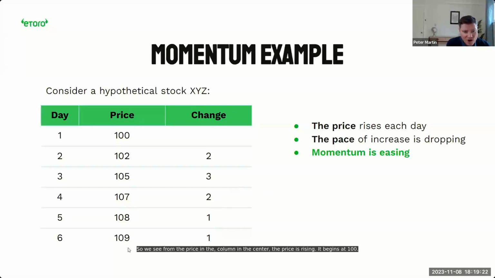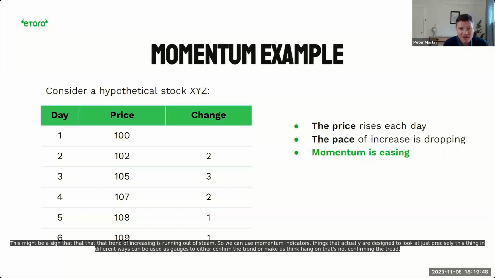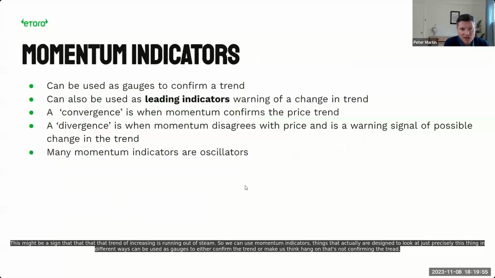So we can see from the price in the center column that the price is rising. It begins at 100, and there's never a day where the price declines. But if we look at the actual change, we can see that by the fifth and sixth day the pace of the increase has gone down while price has carried on going up. So the momentum is easing. And what we might think is possible from this is that it might be a sign that the trend of increasing is running out of steam. So we can use momentum indicators, which are designed to look at precisely this in different ways, as gauges to either confirm the trend or make us think, hang on, that's not confirming the trend.